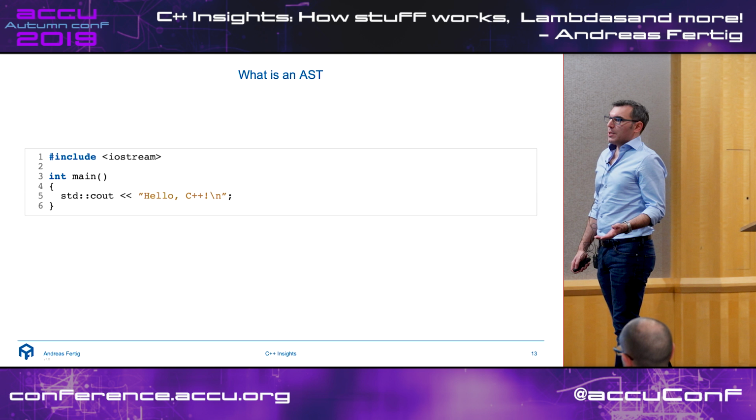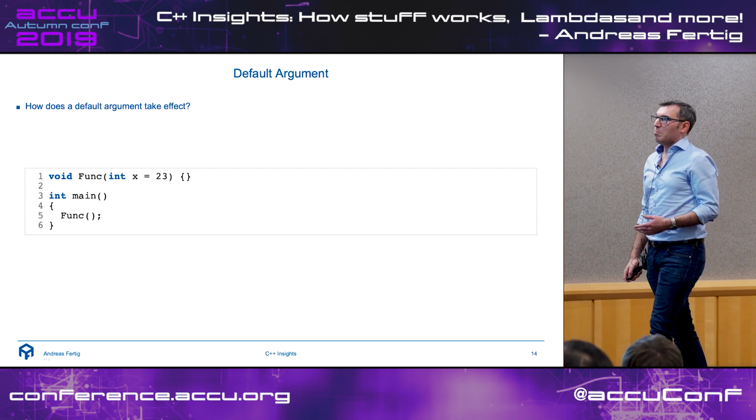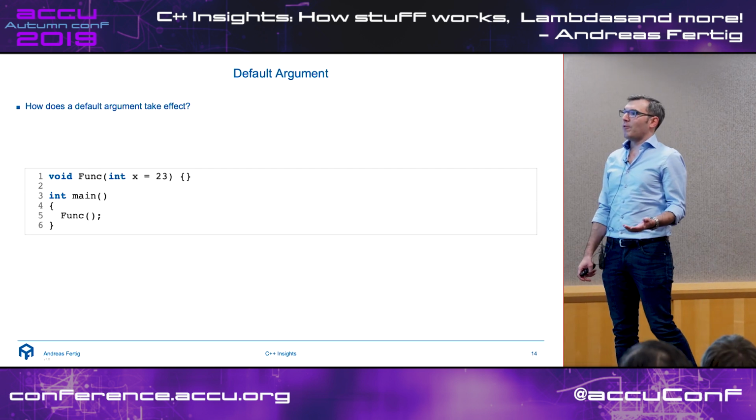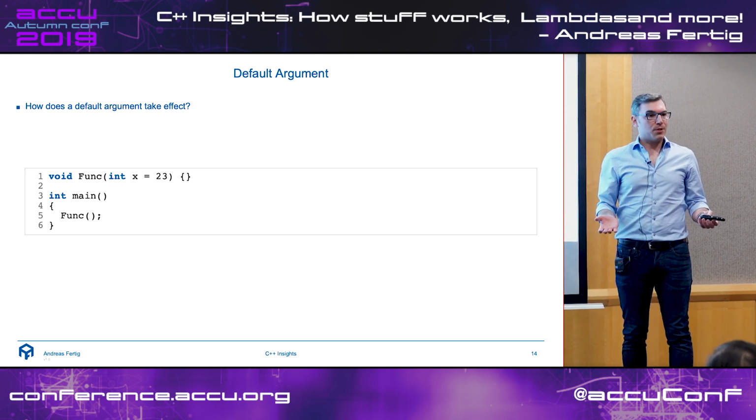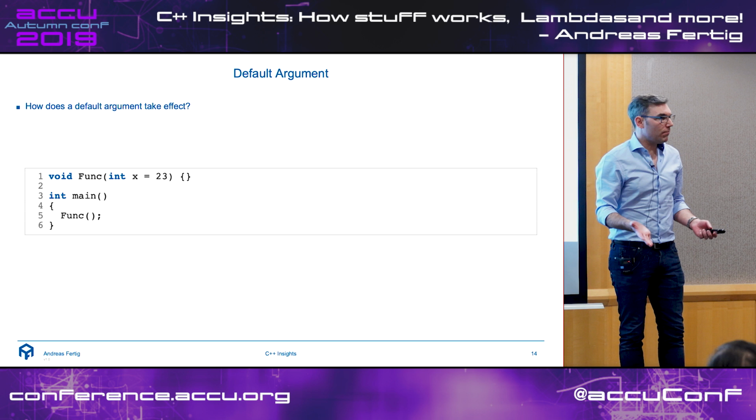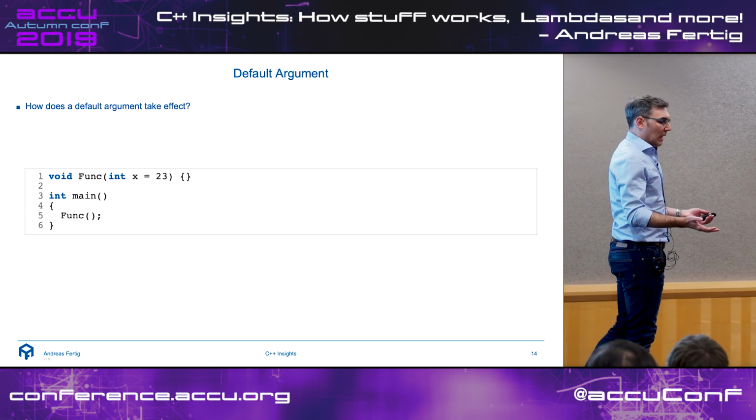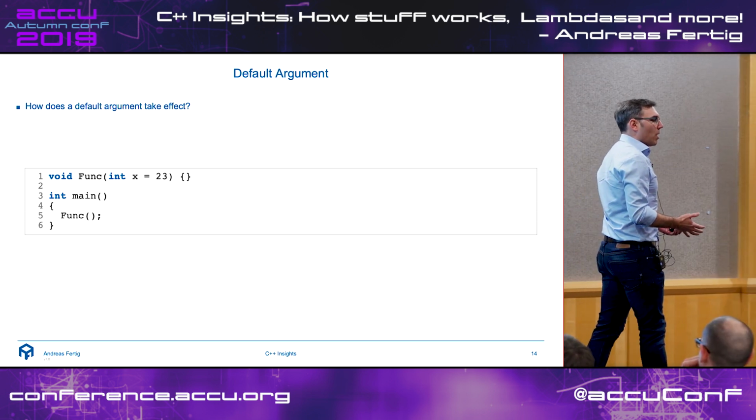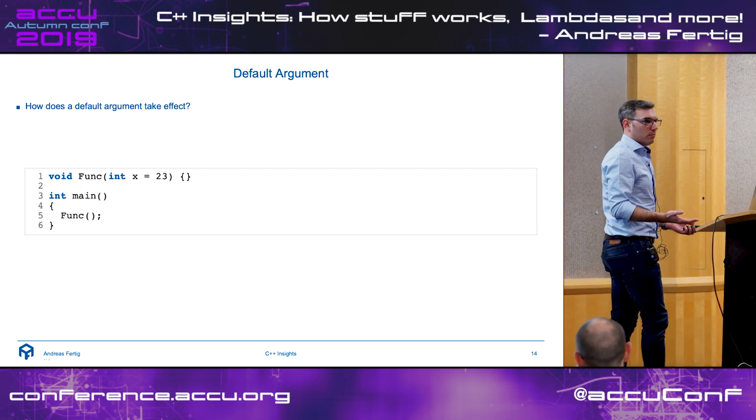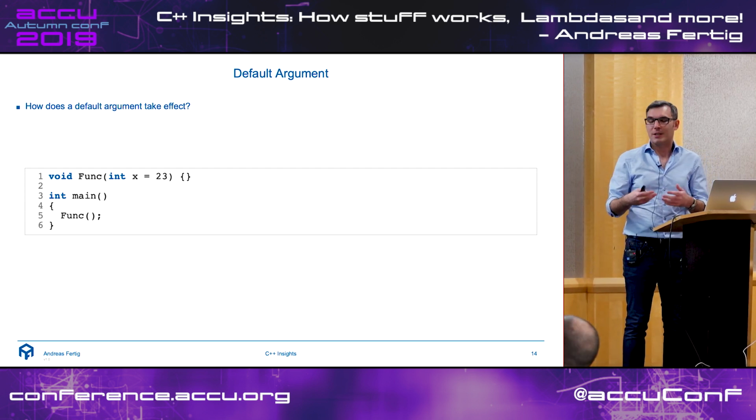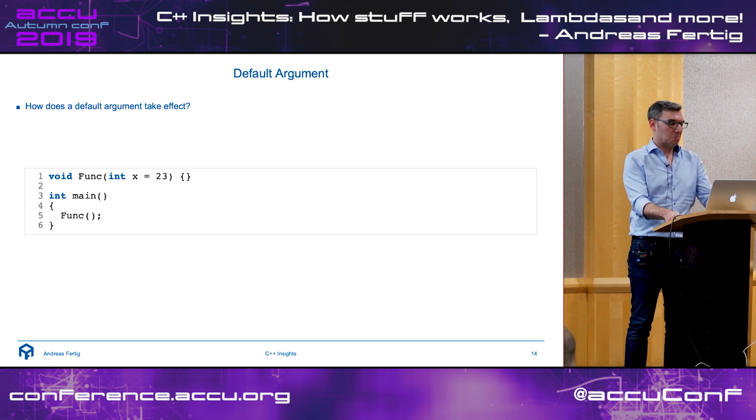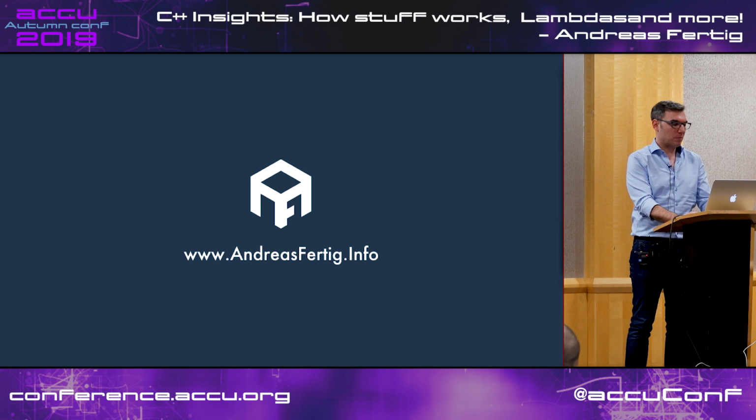While I developed C++ Insights, I came across multiple things I never questioned before. And what I ran into was default arguments. We all know default arguments, I guess, so that's not new. I never questioned how they work. So of course, I call Func here without an argument, and I will end up with Func being called with 23. But how does this work?